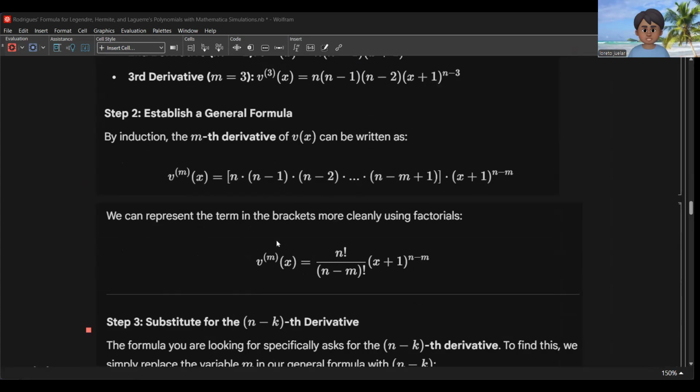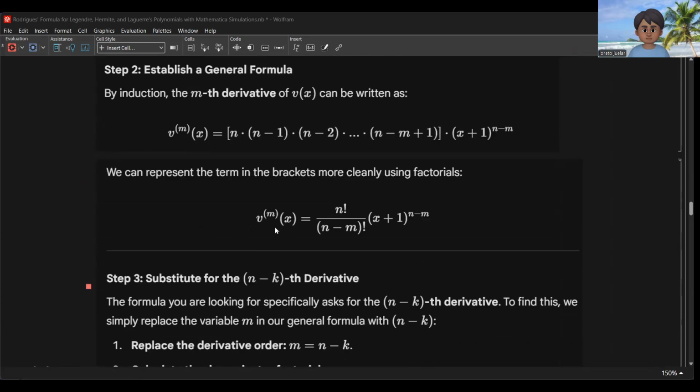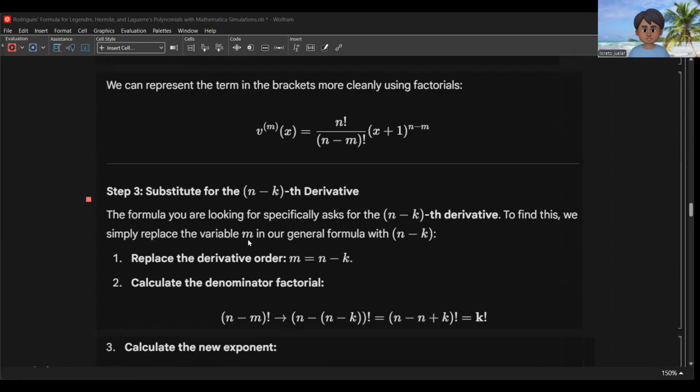So we can represent the term in the brackets more clearly using the factorial. So the m-th derivative of v is equal to n factorial over n minus m factorial times x plus 1 raised to the n minus m. So substitute for the n minus k derivative here. The formula you are looking for is basically the n minus k derivative. To find this, we simply replace the variable m in our general formula with n minus k. So m here is equal to n minus k.